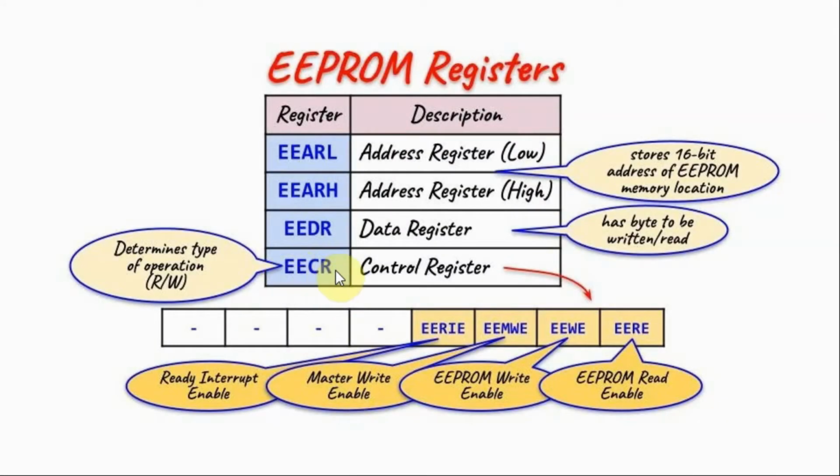Next we have the EEPROM control register, which determines the type of operation, whether a read or a write operation. And within this register there are 4 control bits. We have the EEPROM read enable, which enables the reading from the memory location of the EEPROM. We have the EEPROM write enable, which enables the writing to the location. And we have the EEPROM master write enable, which must be set in order for the write operation to occur. And we have the EEPROM ready interrupt enable, which enables the interrupt capability of the EEPROM.